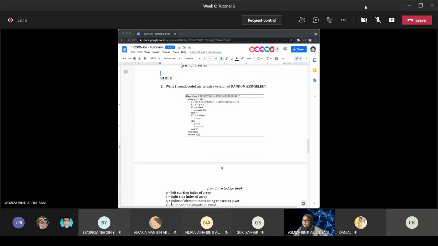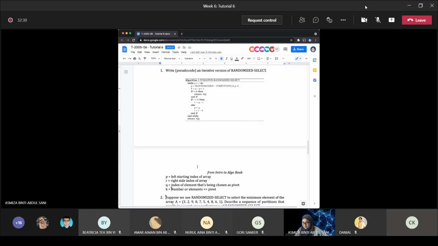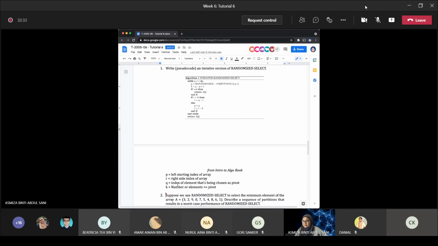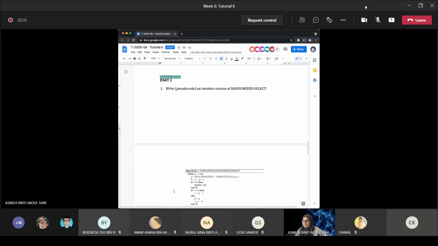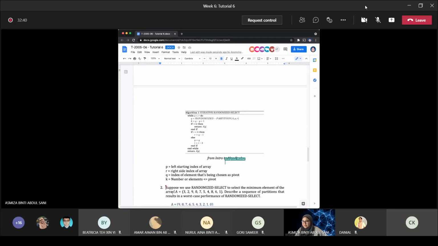Okay. So for question one, somebody already shared the answer for an iterative version of randomized select. P is the left starting index of the array, R is the right side index of the array, and Q is the index of the element that is being chosen as the pivot.